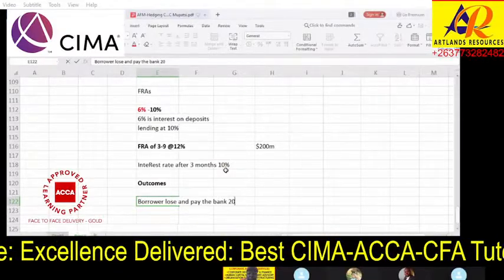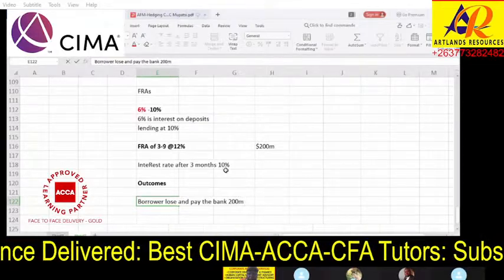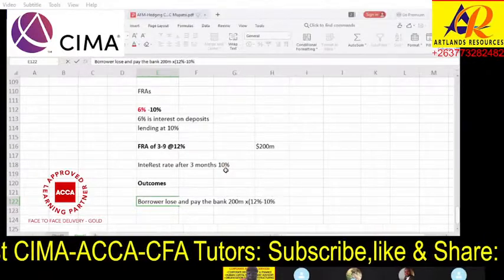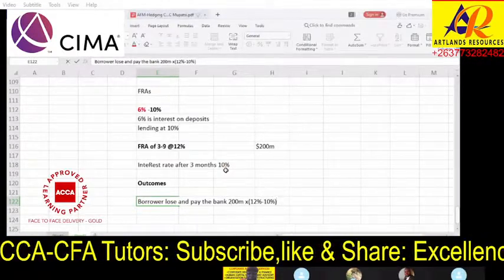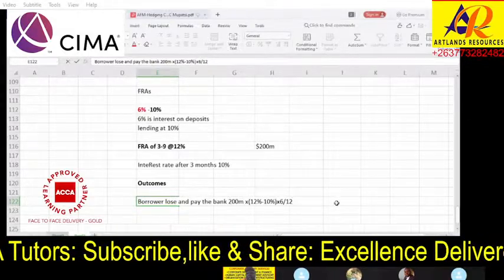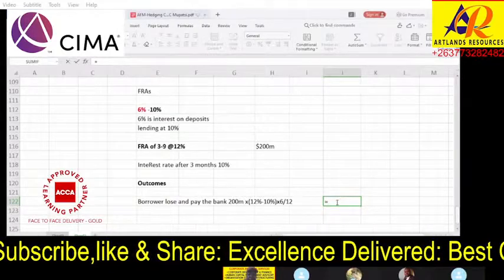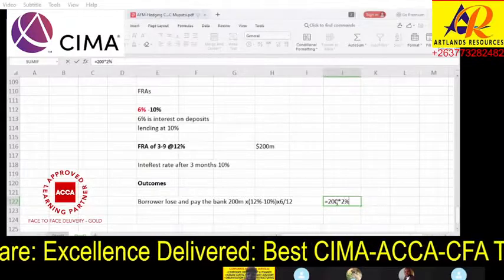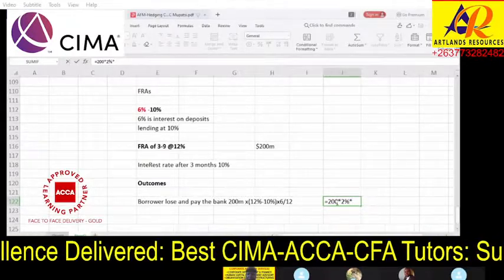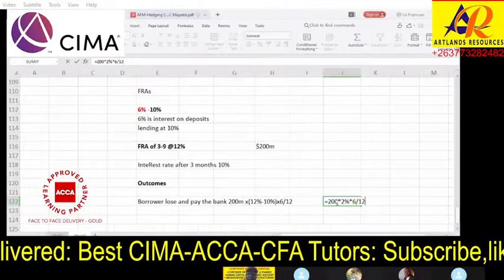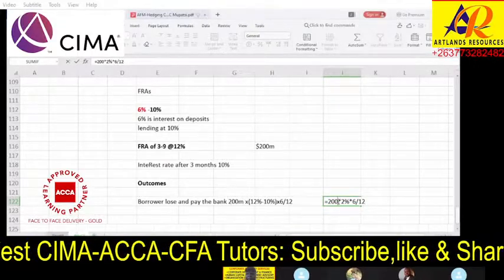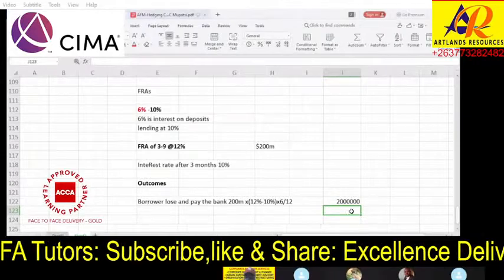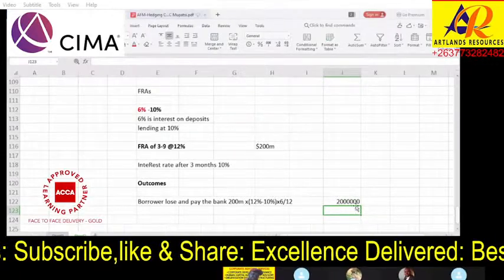This is the amount you pay to the bank: 200 million times (12% minus 10%), close brackets, times 6/12. So you lose and pay the bank the difference. That's how the bank gains also: 2% times 6/12, times 200 million. Oh, you lose 2 million actually. Yes, that's what you lose.